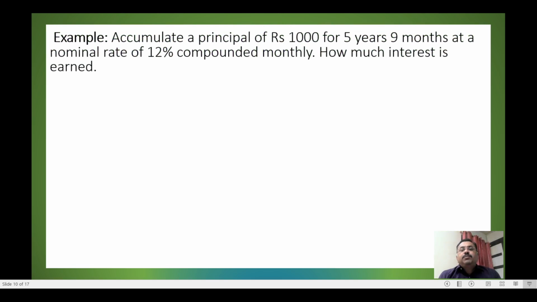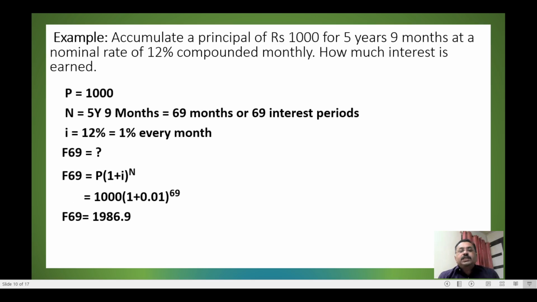Accumulate a principal of ₹1000 for 5 years, 9 months at a nominal rate of 12% compounded monthly. How much interest is earned? The principal amount is ₹1000 and N, the number of time periods, is 5 years 9 months. Since it is given in months, we convert the 5 years 9 months into total months, that is 69 months or 69 interest periods that we will be earning.